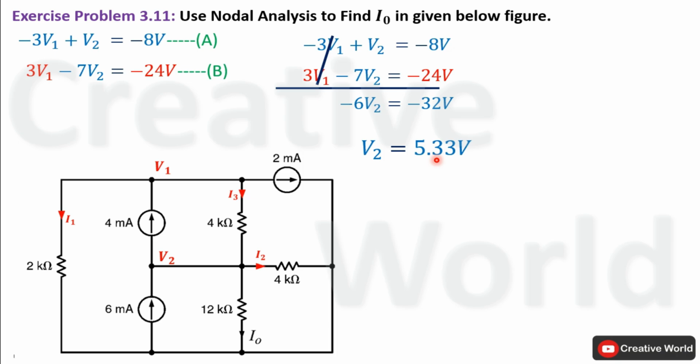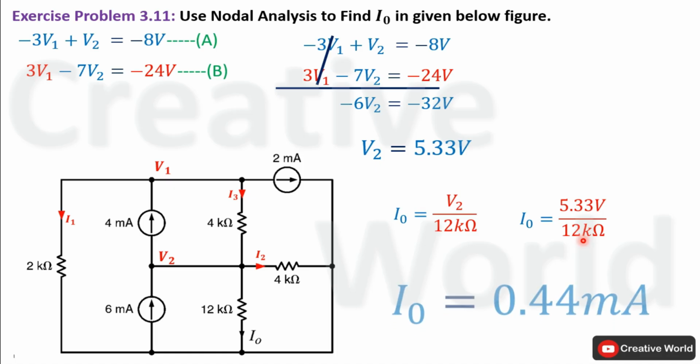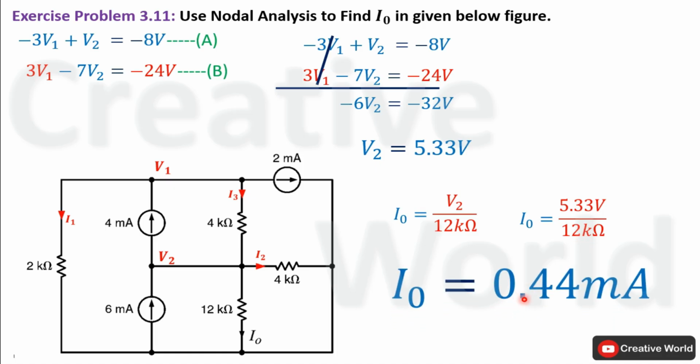After finding out the value of voltage V2, we are able to calculate current I0, that will be equal to V2 divided by 12 kilo ohm. Replace V2 with its value, that is 5.33 volt. Divide 5.33 volt with 12 kilo ohm. Value of current I0 will become 0.44 milliampere.